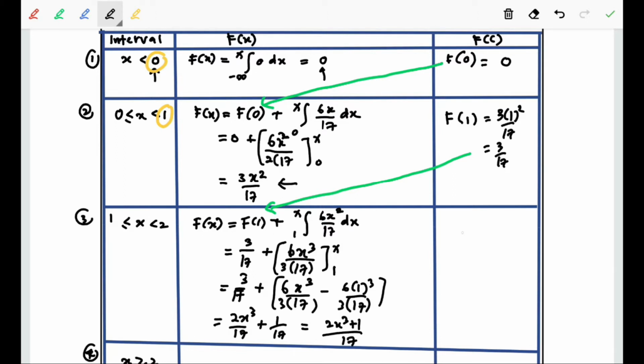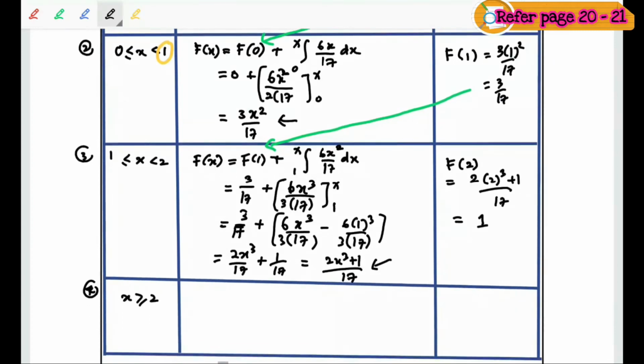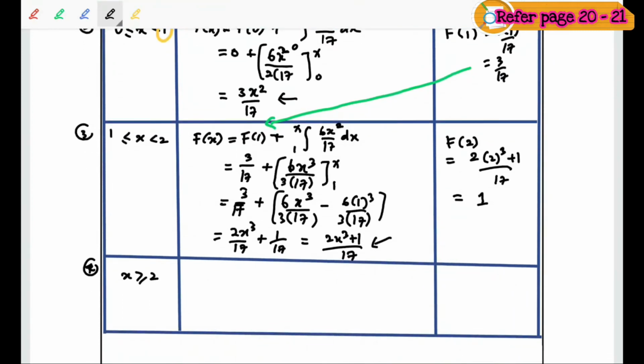Okay, so the last column is the f of c, so it should be f of 2. So f of 2 needs to be substituted into this function. 2 needs to be substituted here. So f of 2 should equal 2 times 2 cubed plus 1 over 17. So then you get 1 here. Right? So proceed with the last interval.